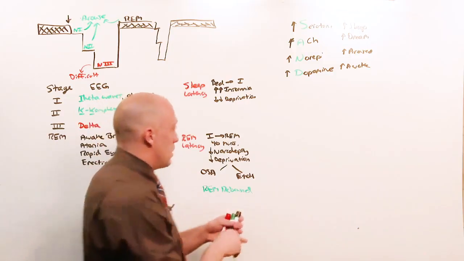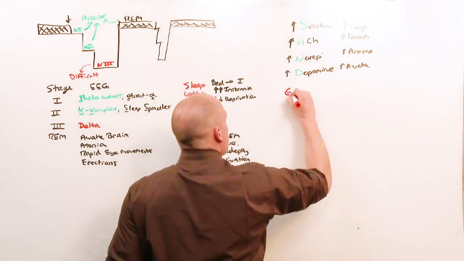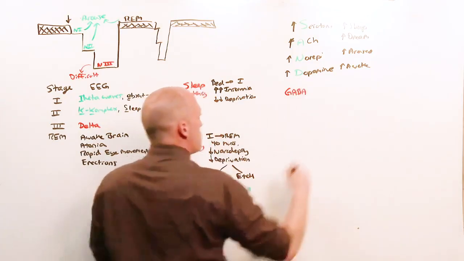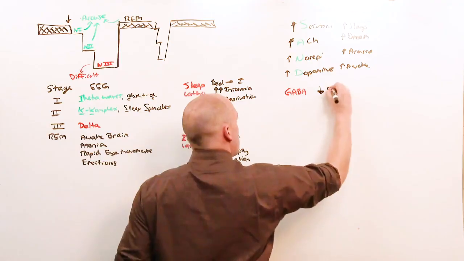But what I do want to talk about is another neurotransmitter called GABA. GABA is going to decrease sleep latency.